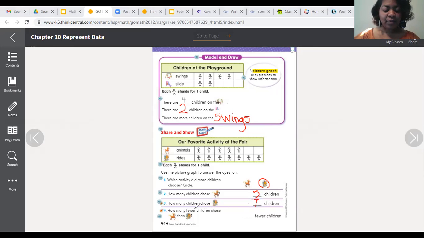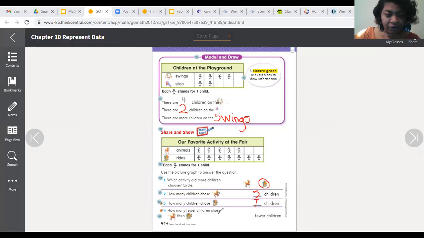Now, how many fewer? Let's stop right there. Whenever I hear the terms how many fewer or how many more, those are key words telling me that I'm going to subtract. So right off, I know that I'm going to be subtracting. And when I subtract, do my numbers get bigger or smaller? They get smaller because I am taking something away. I'm taking a number away from another number.